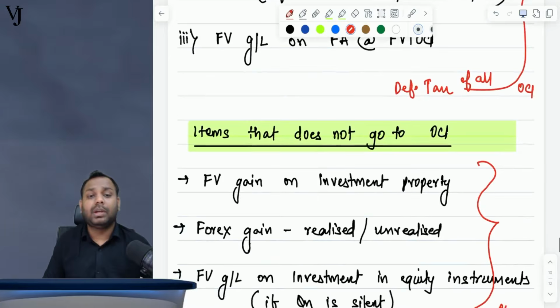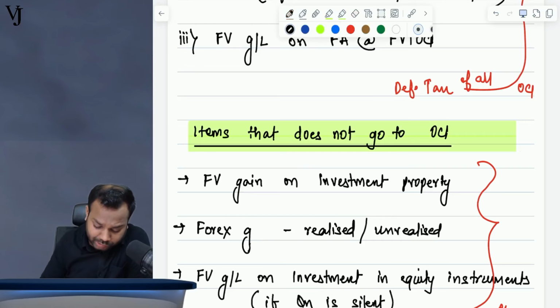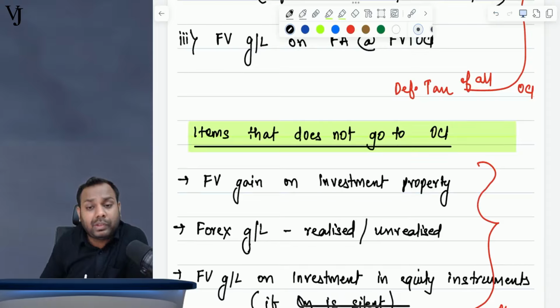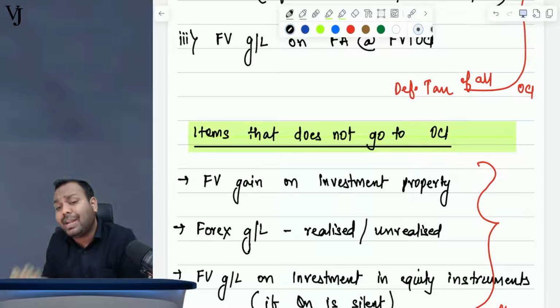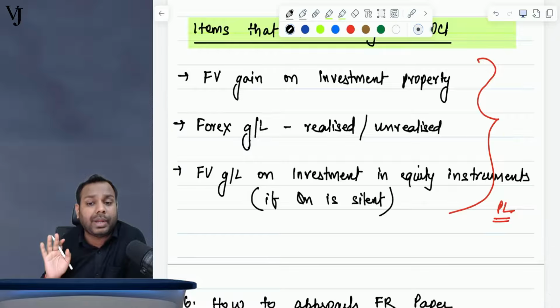One more item. Students ask me, sir, if there is a forex gain or loss, where will it go? Forex gain, whether it is realized or unrealized, irrespective of that, it will go to P&L. Okay, I believe it is clear.